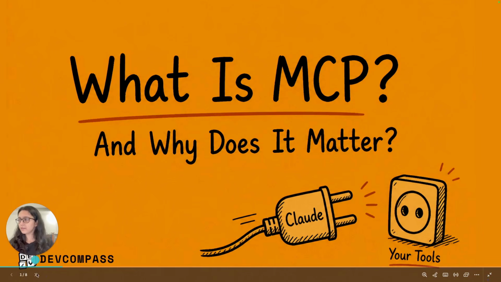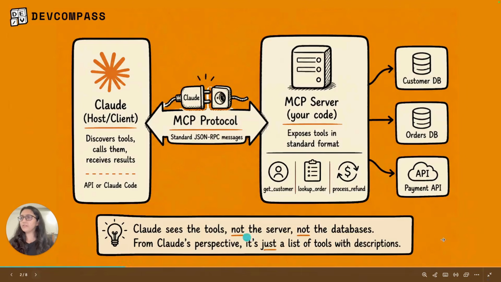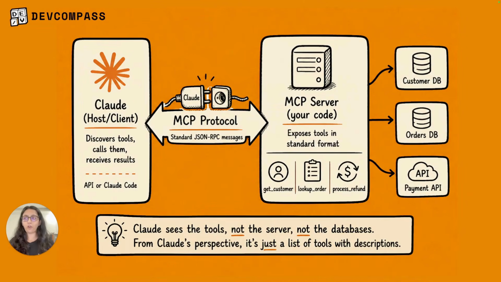Okay, yes. So look at the architecture diagram on screen. There are 3 components. On the left is Claude, the host, the client. This is your API agent, or Claude Code or any other Claude-powered system. It needs tools to do its job. The right side is the actual service your tools talk to, the customer database, the order database, the payment API. These exist regardless of MCP. They're just your backend systems.